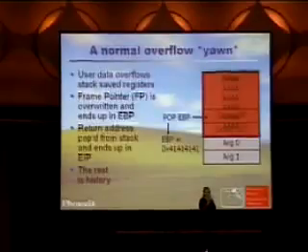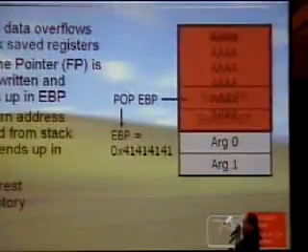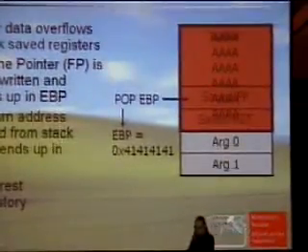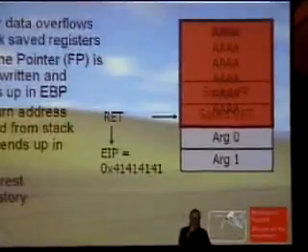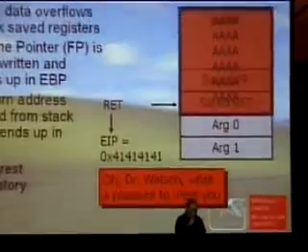Then the function wants to return, so it restores the frame pointer. Frame pointer gets a funny number. Then the instruction pointer gets a funny number. And look what happened.